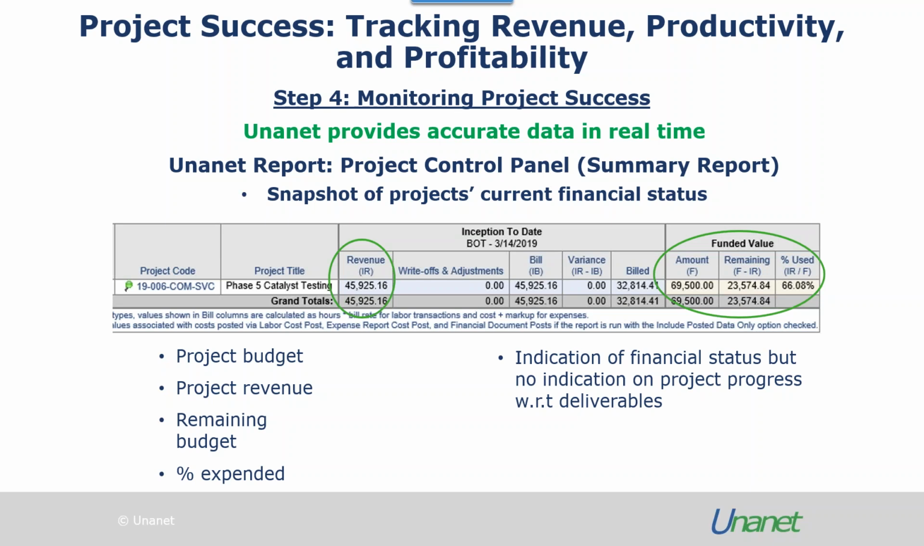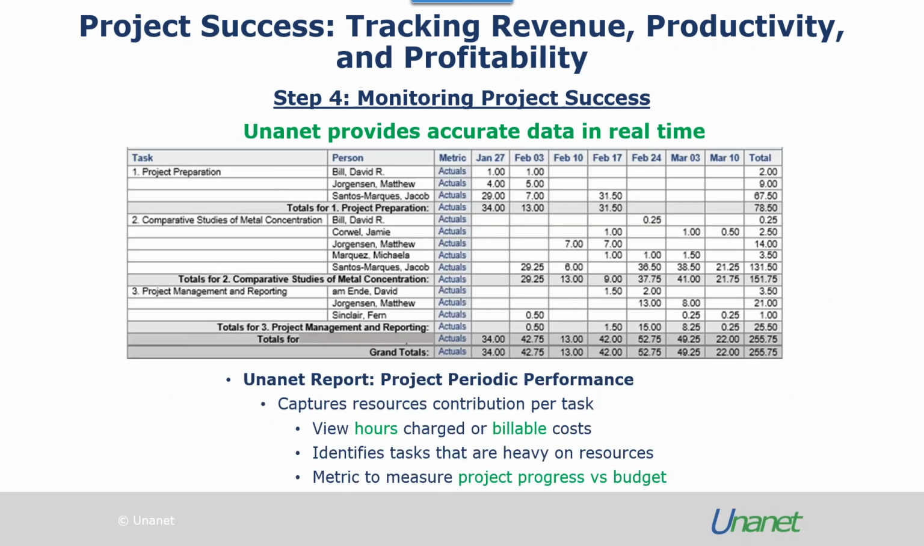It doesn't give any indication of the progress with respect to the deliverables. So in the next slide, a useful report that we use to aid with this is the Project Periodic Performance Report that's shown here. If we control the reporting at the task level, when the project's initially set up, then we can actually see how many hours each person has spent on a particular task. Looking at this table, you can see it lists the resources and the hours they've charged per week to the project and per task.